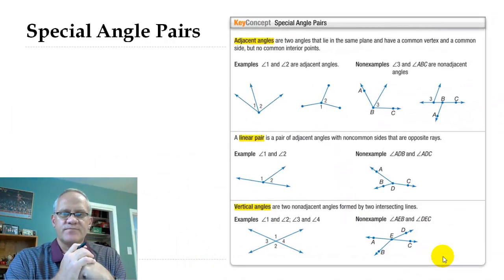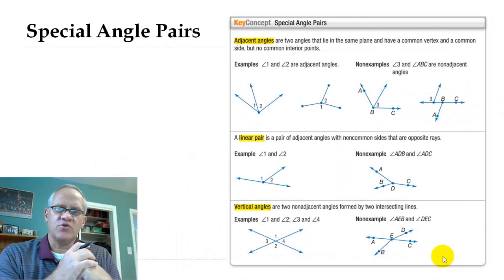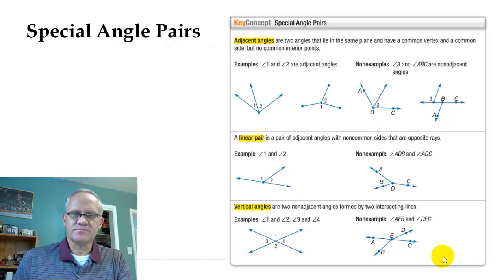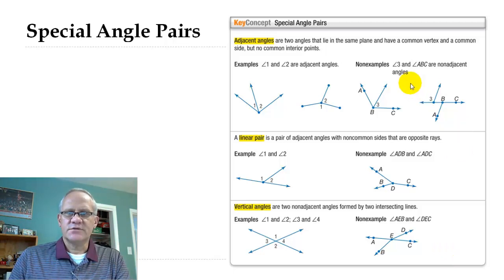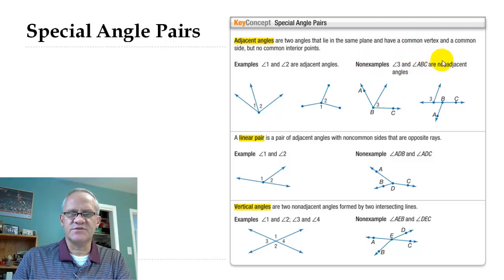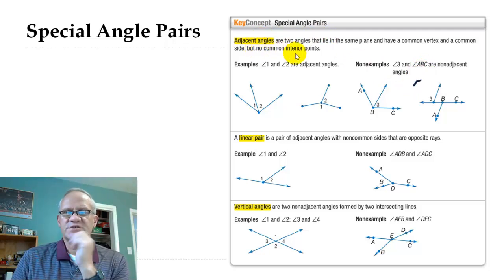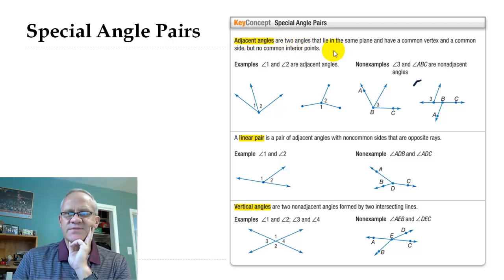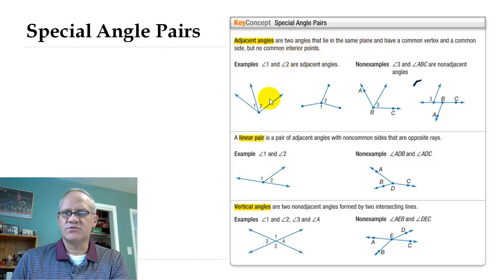All right, first of all, we've got some special angle pairs that we need to talk about here. So let's go through what they've got here. First thing is adjacent angles. Adjacent angles are two angles that lie in the same plane, have a common vertex and a common side, but no common interior points. So let's see what that looks like.